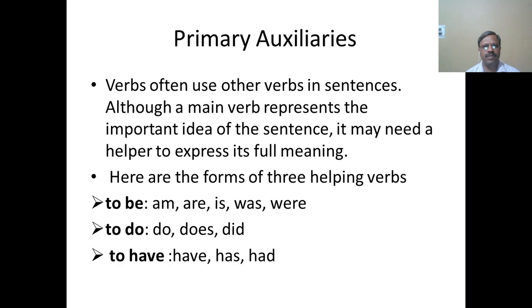Here are the forms of three helping verbs. The three helping verbs like be, do, and have. Be has different forms like am, are, is, was, and were. Do has do, does, and did. Similarly, the auxiliary verb have has three forms like have, has, and had as primary auxiliary, which we learnt in the previous session.